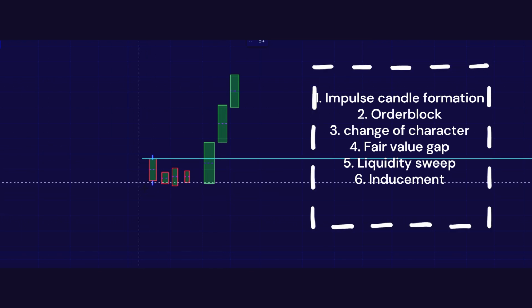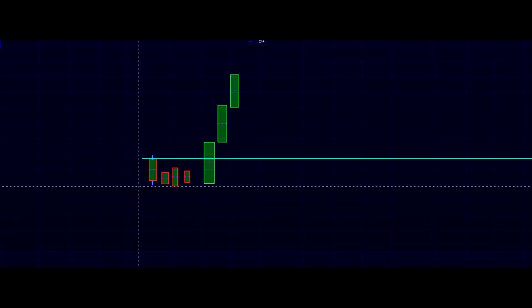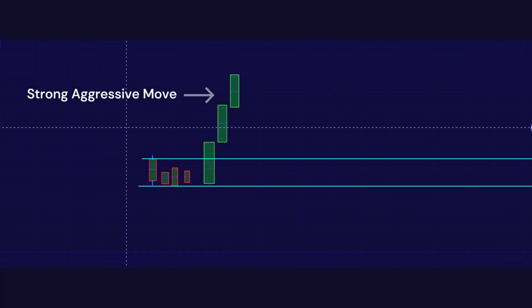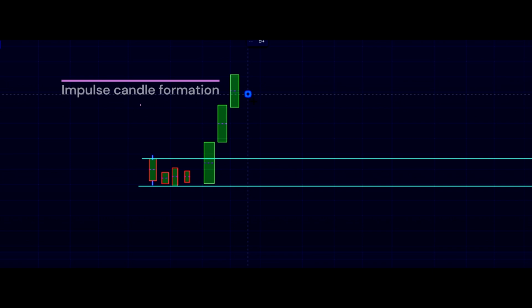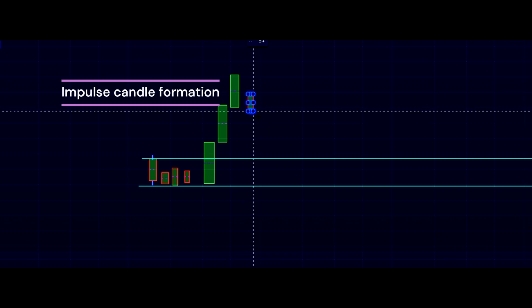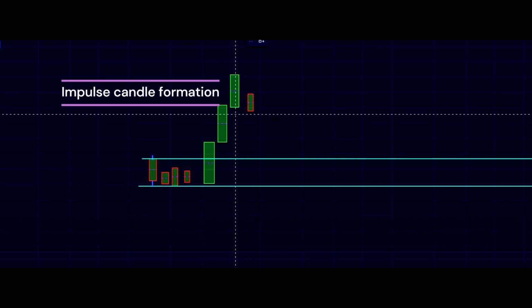Let's get into it. An impulse candle is a strong, aggressive move in price, usually represented by a large candle with very little wick. This type of candle shows strong participation from institutions and indicates imbalance between buyers and sellers.